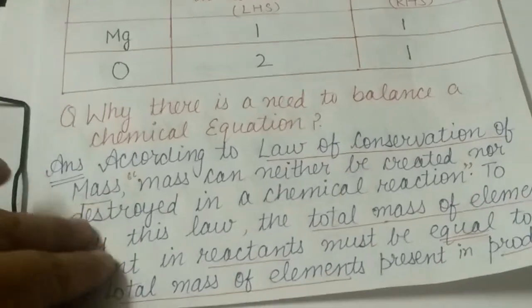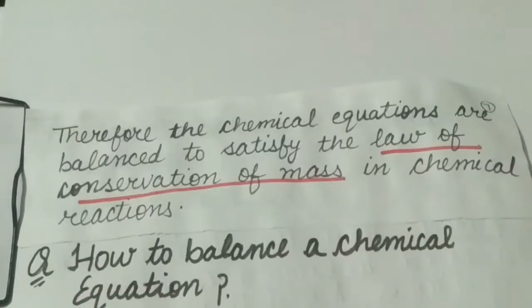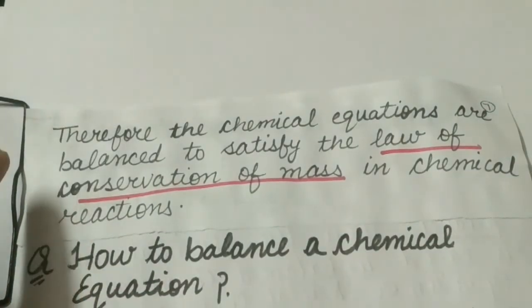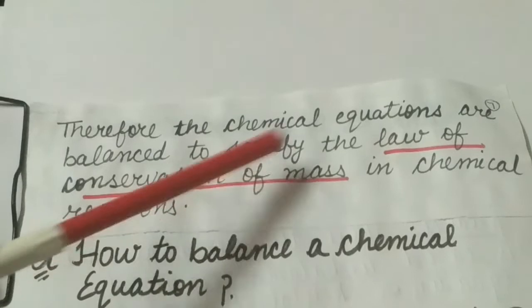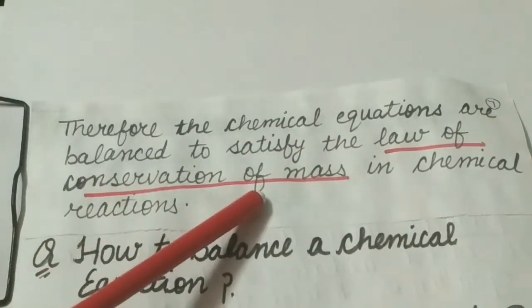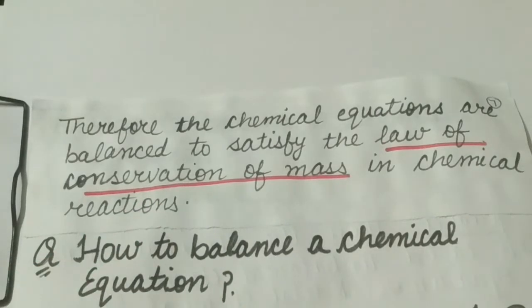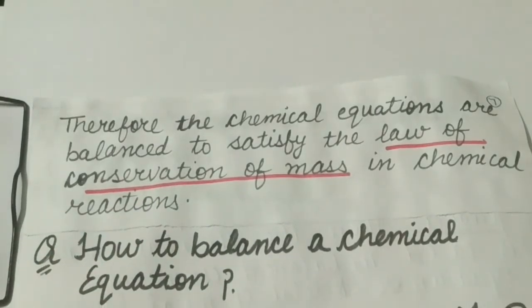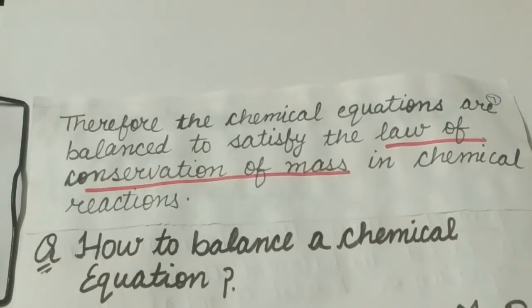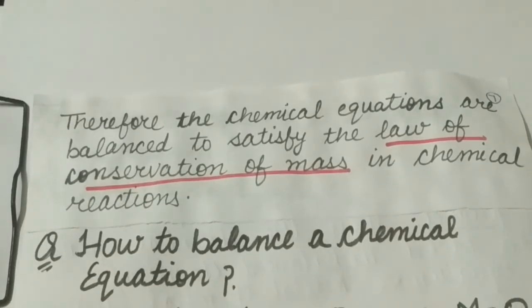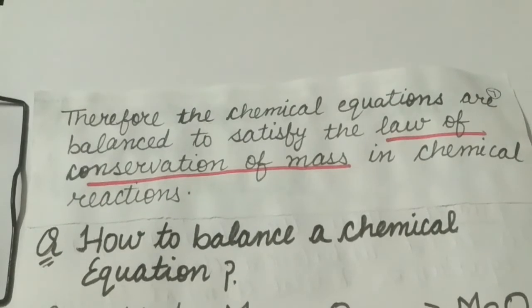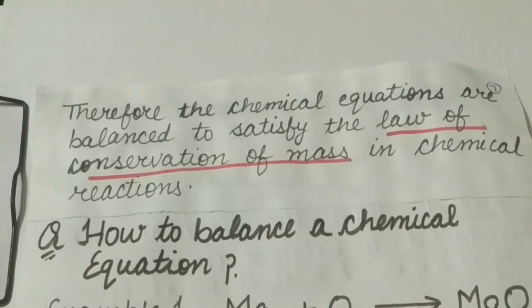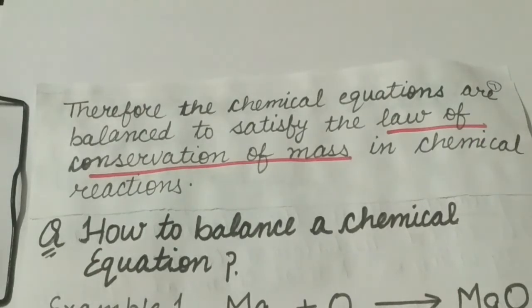I think from here you have cleared this concept. Also regarding this, you can see here, therefore, the chemical equations are balanced to satisfy the law of conservation of mass in chemical reactions. This means that in order to satisfy the law of conservation of mass, we have to balance these unbalanced chemical equations. Now, we will discuss how to balance these chemical equations, because this is a very important concept: how to balance a chemical equation.